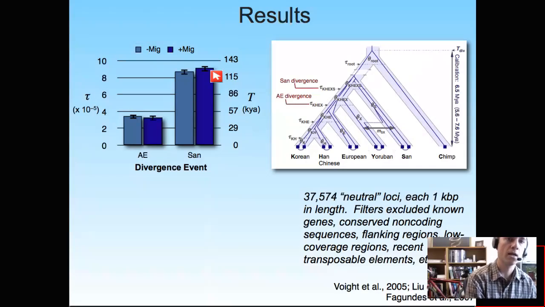So it's a strikingly ancient divergence event between the SON, about 2.5 times older than the divergence event between African and Eurasian populations. So it suggests that these major African population groups diverged from one another long before African and Eurasian groups diverged. I'll say a bit more about that in a minute.